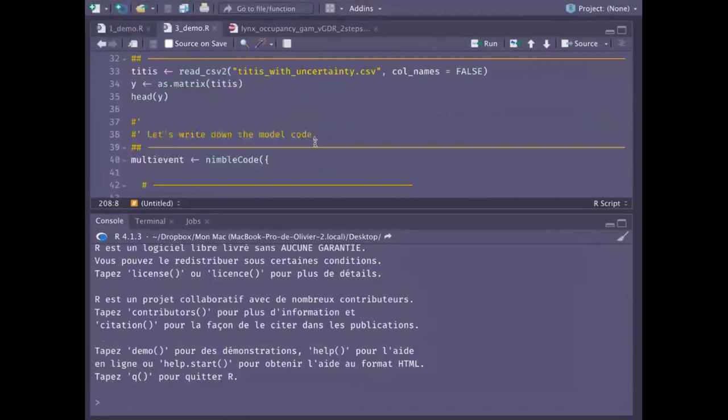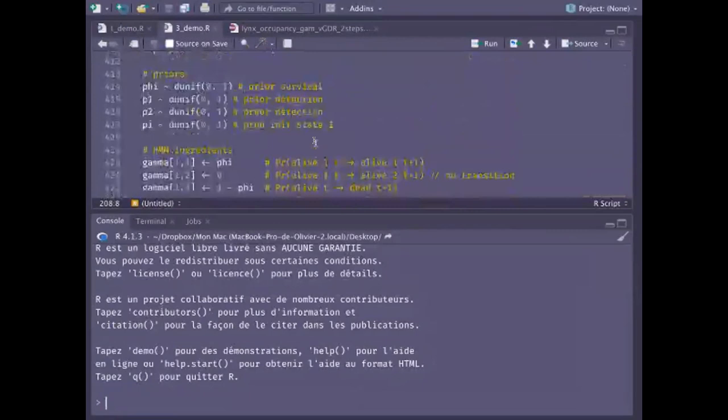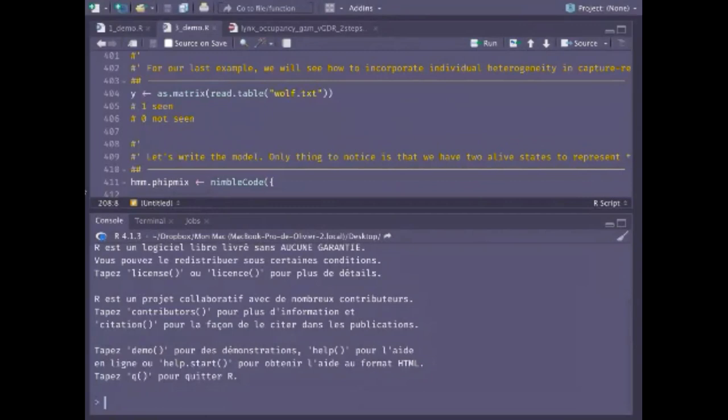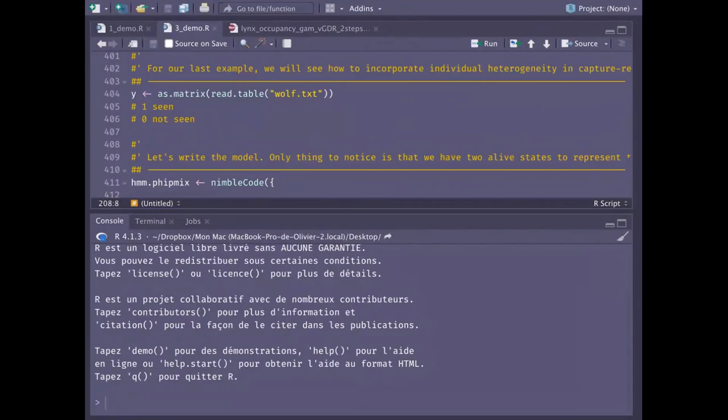Okay, let's go through the wolf example. Here, wolf. So now it's a text file. You can have a look at the text file if you want. Oops, I can't see it. Anyway, we'll have a look here in R. So let's read in the data.